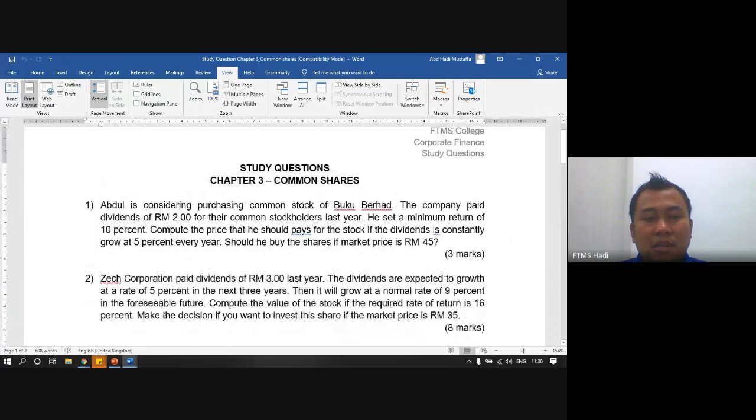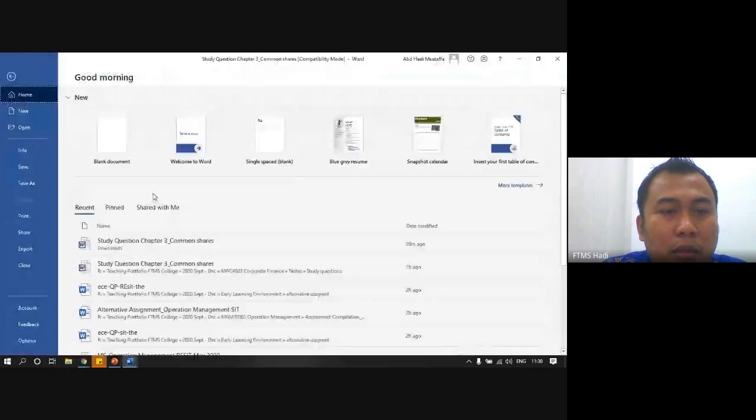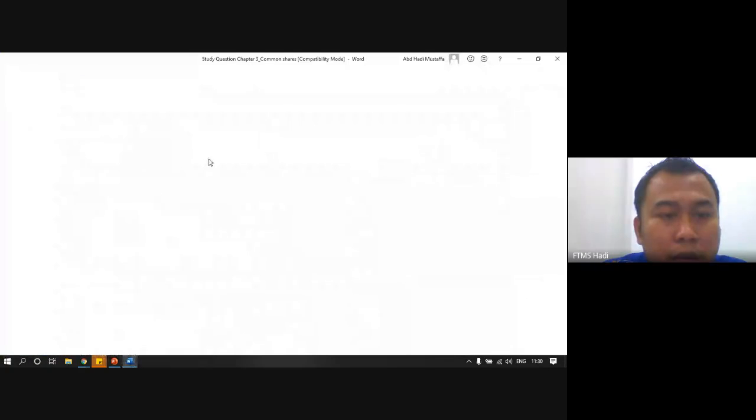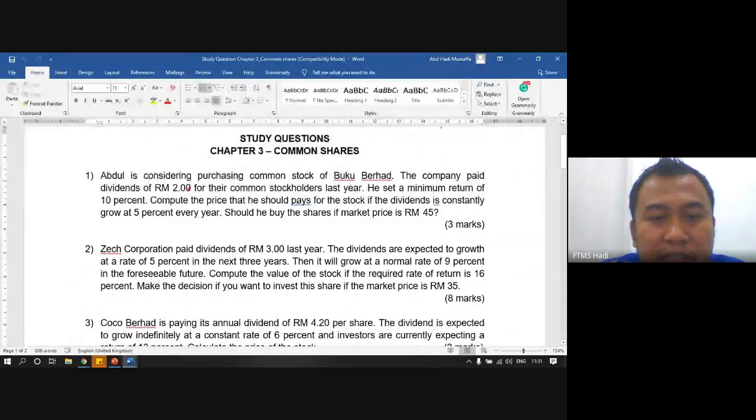Because you see, okay, I am going for this. Let's take question 1. There is a difference between question 1 and the example. Let's have a look at question 1. Abdul is considering purchasing common stock of Buku Berhad. Buku Berhad is a company. The company paid a dividend of RM2 for their common stockholders last year.